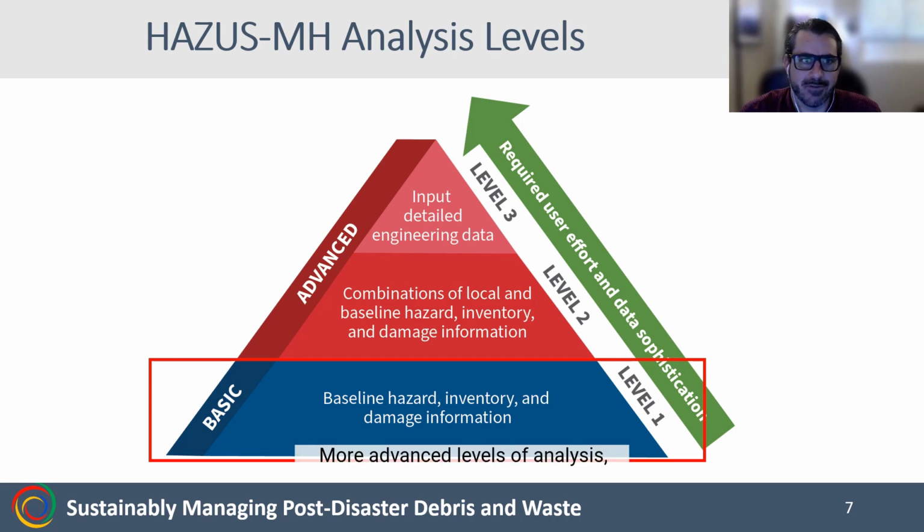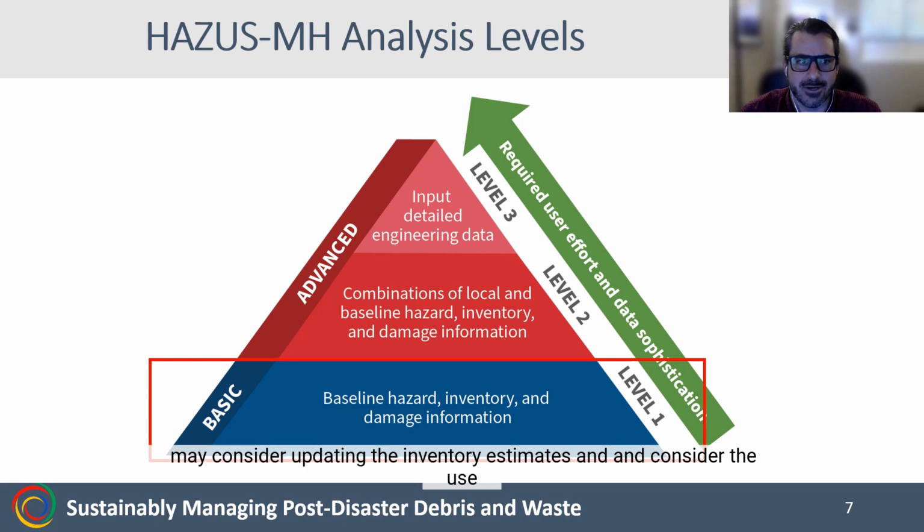More advanced levels of analysis, for example levels 2 and 3 as shown in the figure, may consider updating the inventory estimates and consider the use of detailed engineering data to represent losses from certain facilities of interest. In the interest of SUMMEER's applications, a baseline Level 1 analysis is generally sufficient for providing reliable estimates of debris generation following a significant natural disaster.